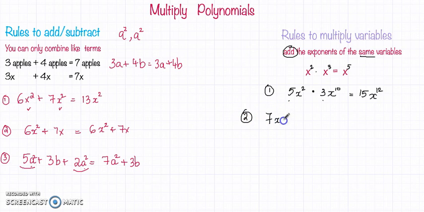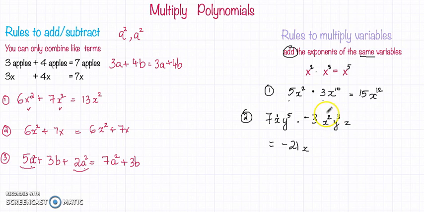7xy to the 5th power times negative 3x squared y cubed z. So how would you answer this? First look at the number part. 7 times negative 3 is negative 21. Just multiply the coefficients. Now we have an x variable in this. There's 1x here and 2x here.